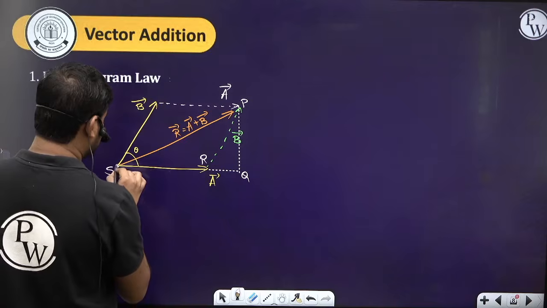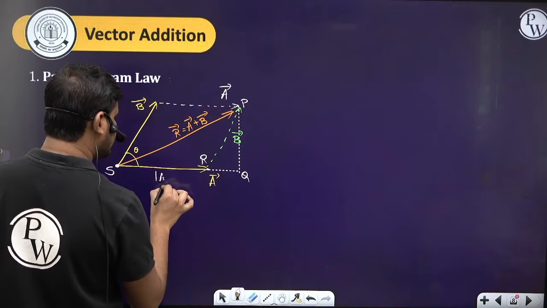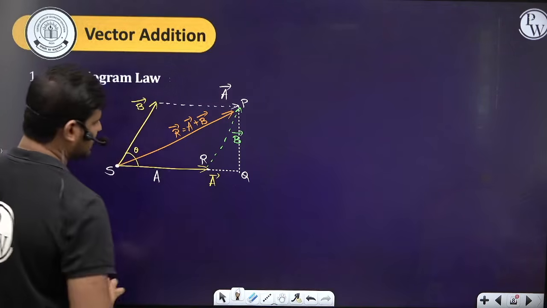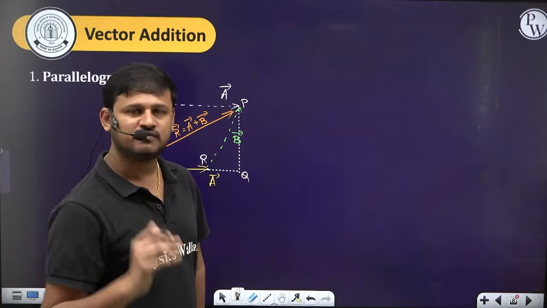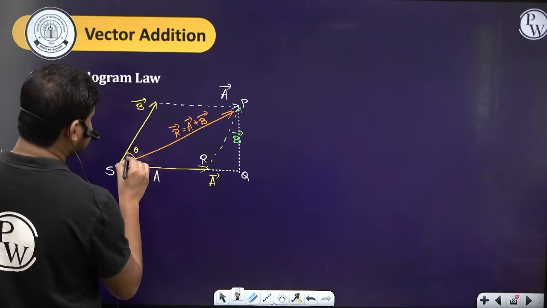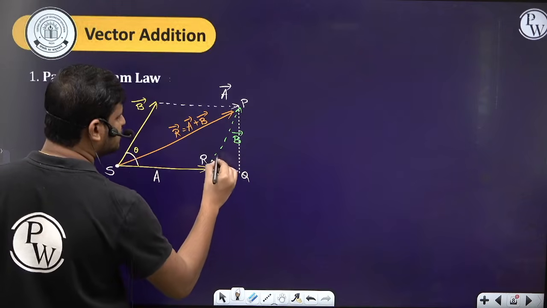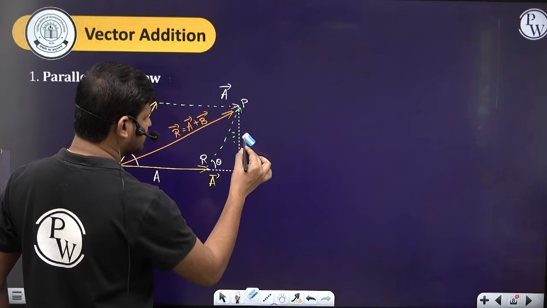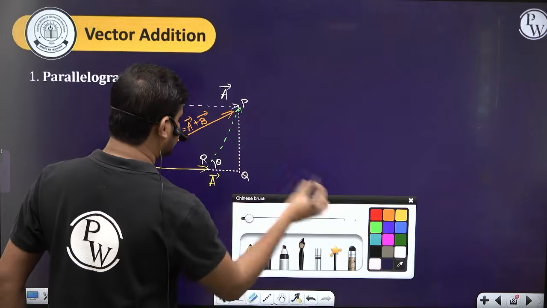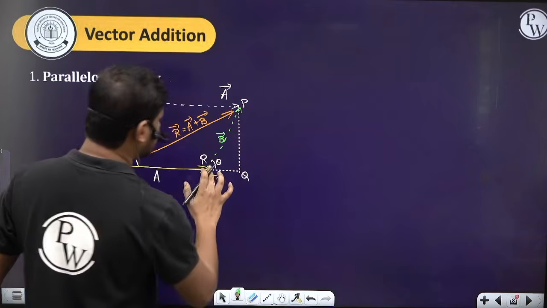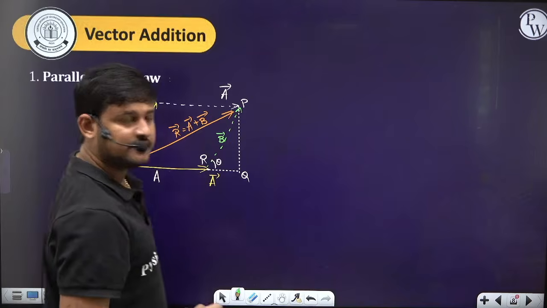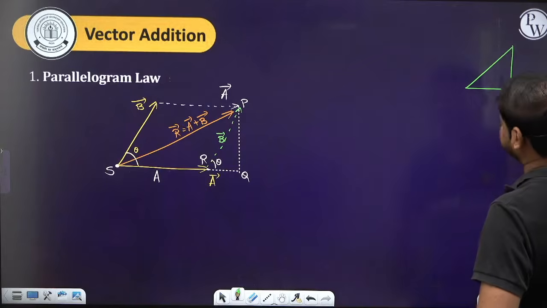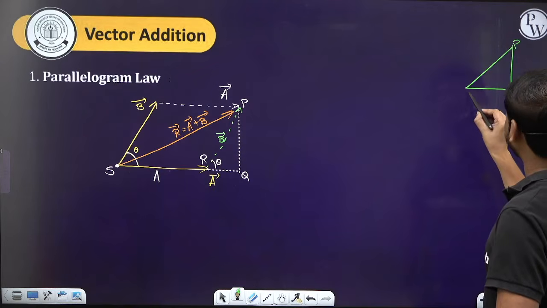From here to here is the magnitude of vector A. Sometimes the magnitude of vector A can simply be written as A; if I write simply A, that means it's the magnitude of A. If this angle is theta, then this total angle is theta, and this angle is also theta. This is vector B. Now let's take this PQR triangle aside. Just understand the basic maths part here. I am taking the PQR triangle aside.